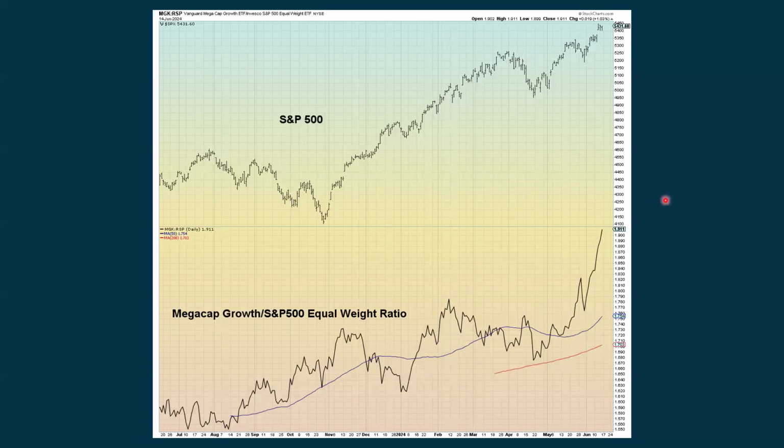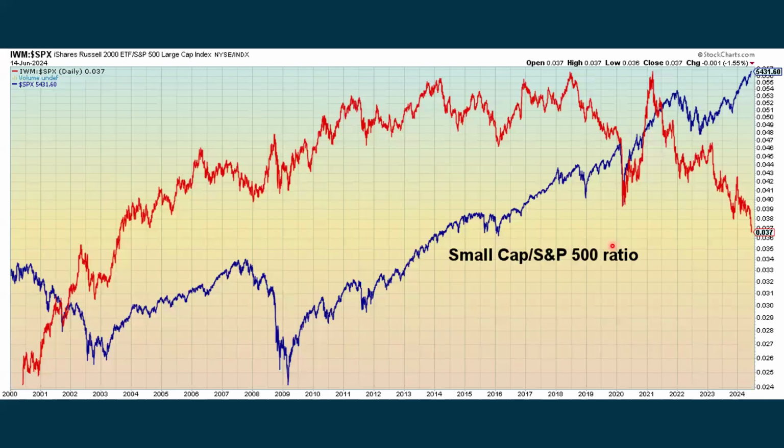We look at the mega cap. These are the real big companies, and compare it with the equal weight ratio, showing how the really, really big stocks are continuing to outperform. Small caps are underperforming. The red line is a ratio between small caps and the S&P, and this just continues to go down, down, down.